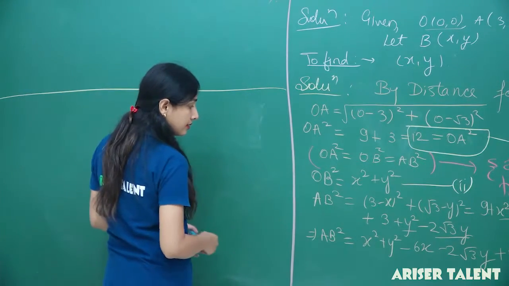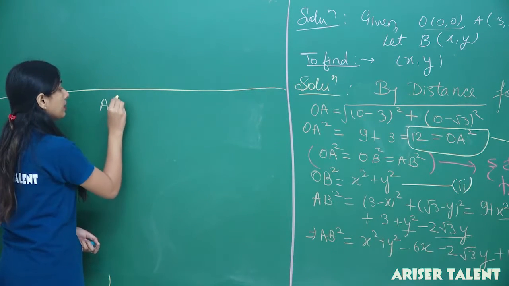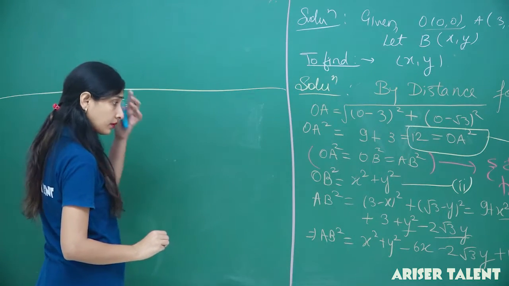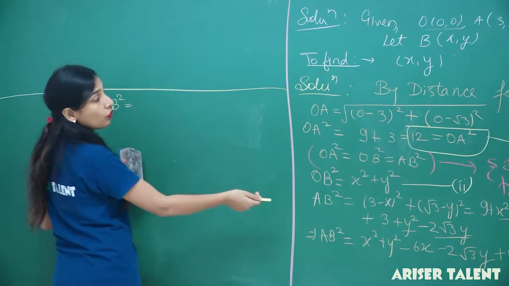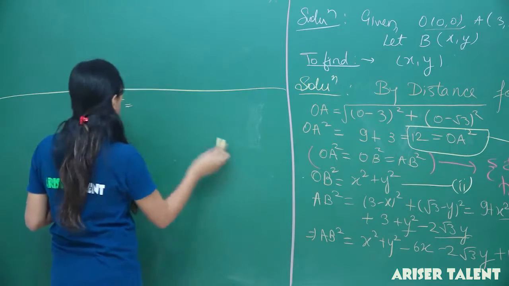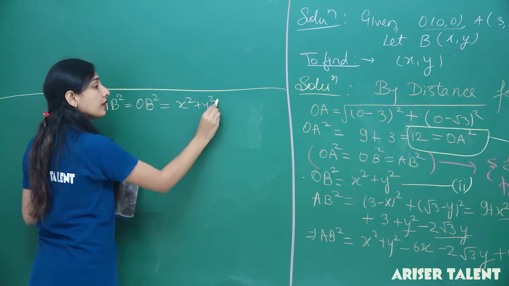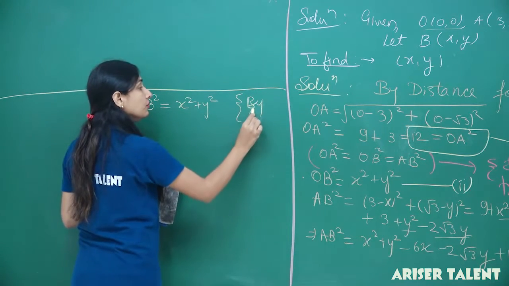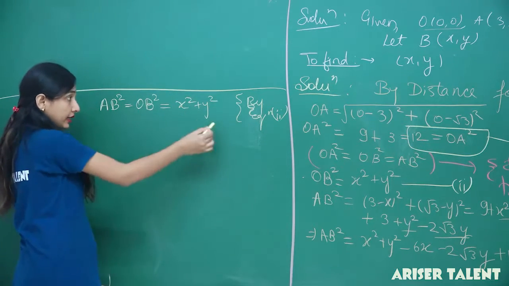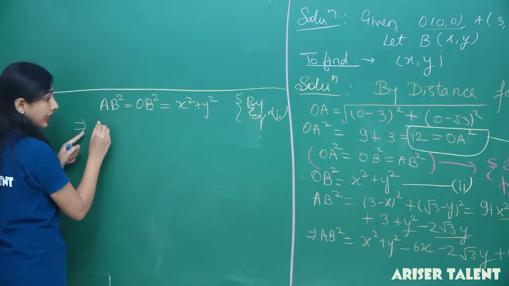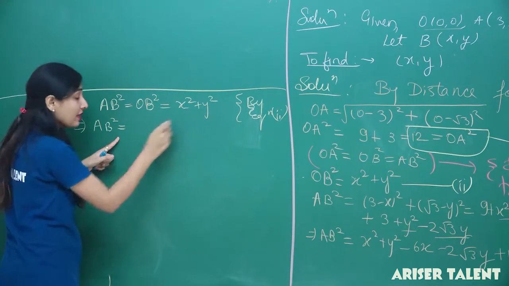Now AB square equals something like x square plus y square, but what is AB square equal to? AB square, can I write OB square, because three sides are equal, equals x square plus y square by equation 2. So if it is so, this implies that AB square equals x square plus y square.